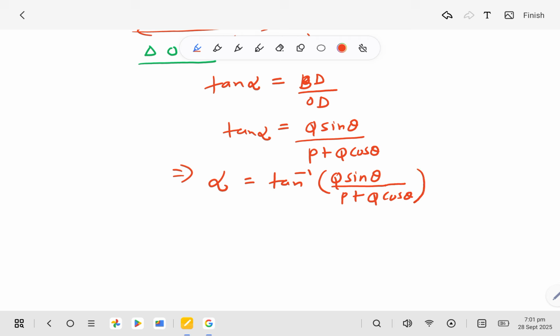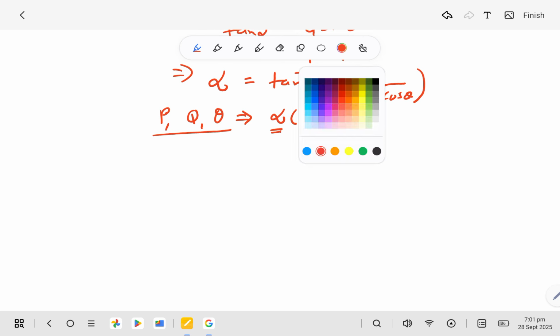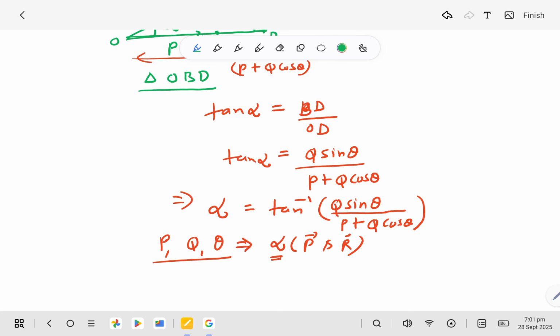So if you know P, the magnitude of one force, the magnitude of the second force, and the angle between these forces, then we can estimate the angle alpha, which is between P and R. This was the angle between P, this is the force Q, and this is force R, and this was angle alpha.